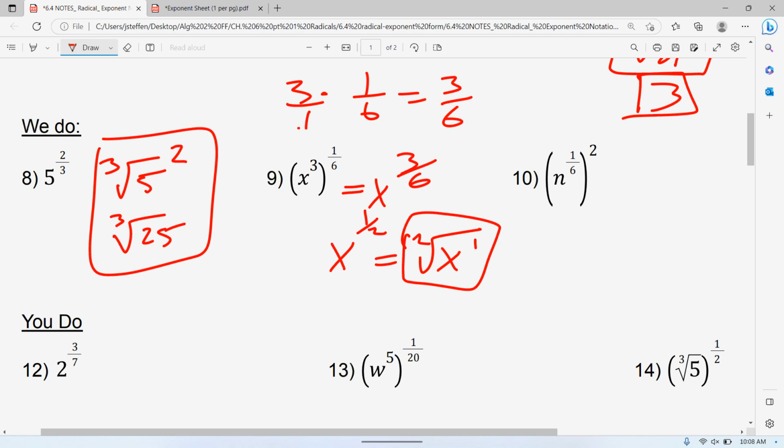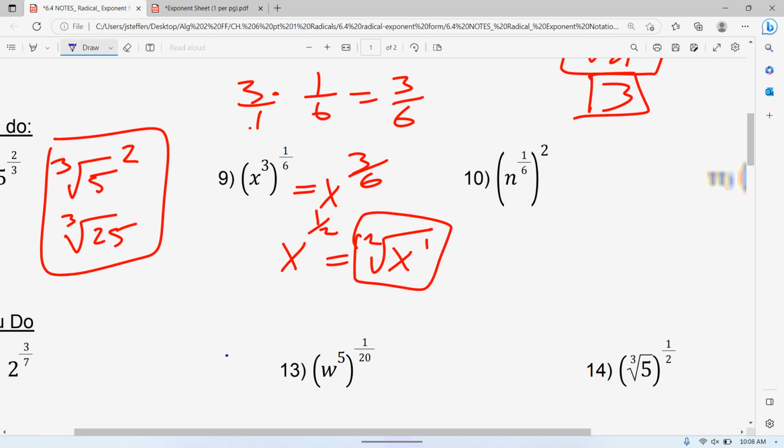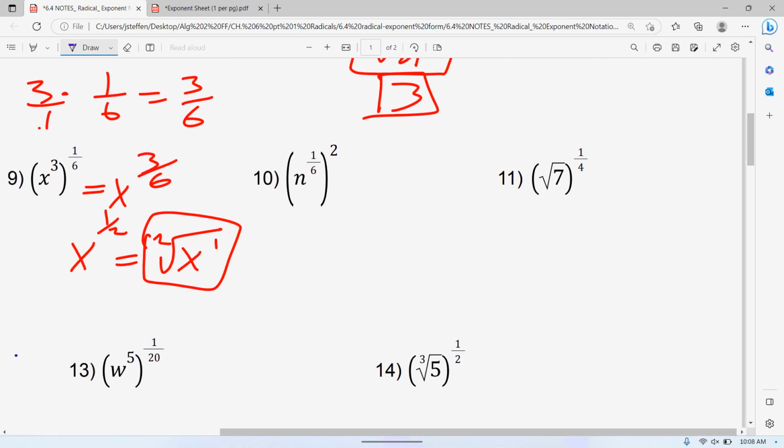So I know that one took a little while, but it's really not a lot because I explained a lot of those steps pretty carefully. This one isn't going to be too bad because 1/6 times 2, again, you multiply those together. 2 times 1 is 2, 6 times 1 is 6. Then you reduce that fraction, that is 1/3. And so now we know that is the 3rd root of n to the 1st.